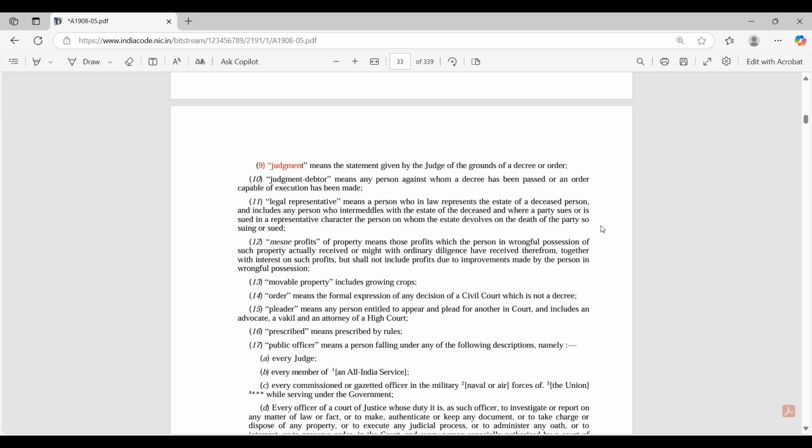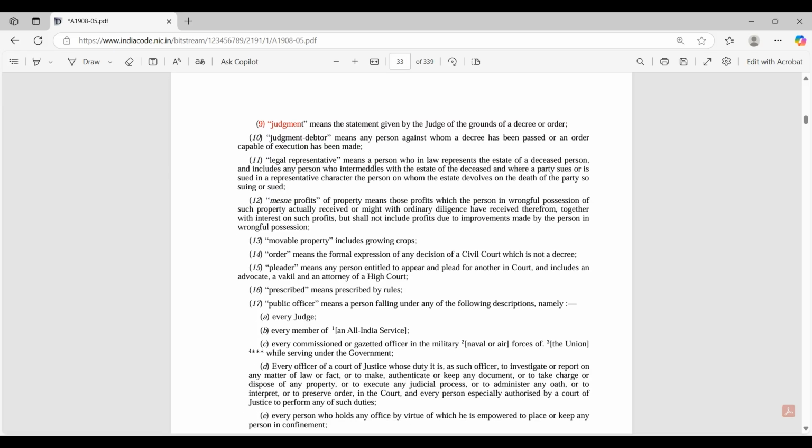Again, judgment debtor, the person who loses, the person against whom the decree has been passed. I mentioned judgment holder and judgment debtor. Legal representative: let's say I am unable to go to court, I'll give a power of attorney to another person, saying please represent me in the court of law, and that particular person will appear on my behalf in the court of law, and we will call that particular person a legal representative.